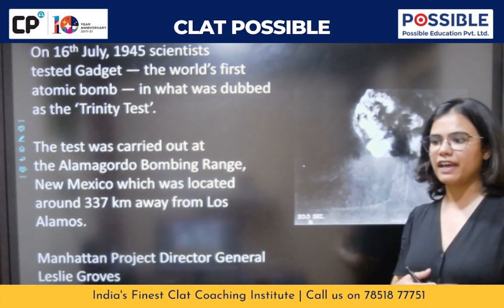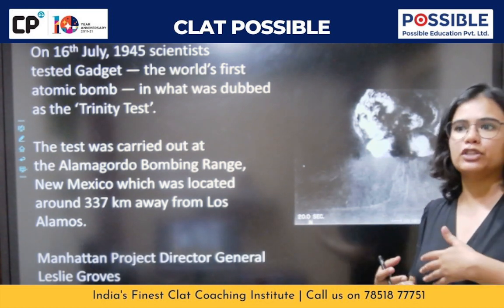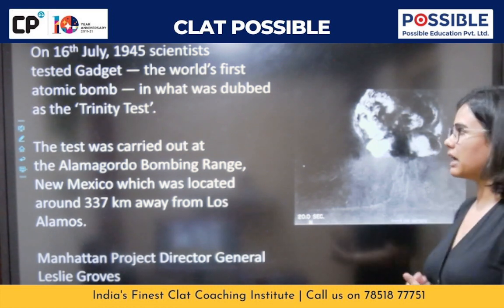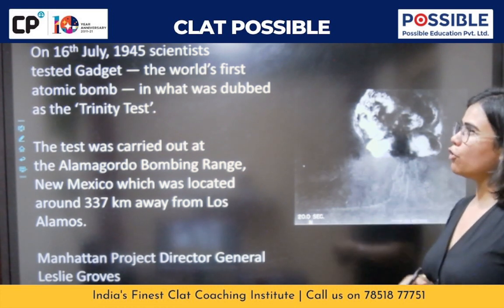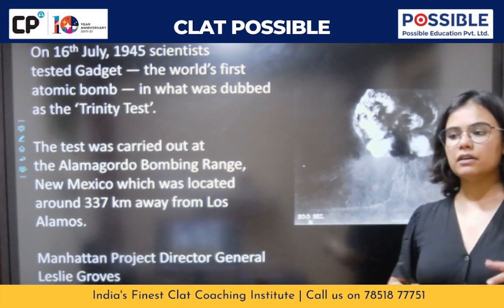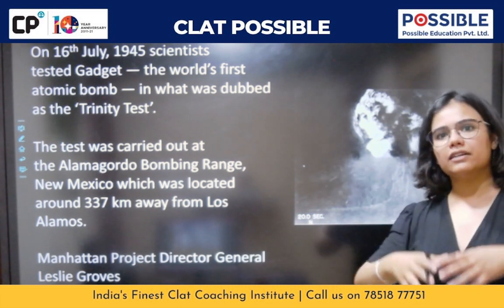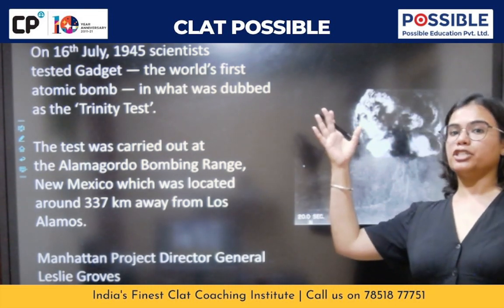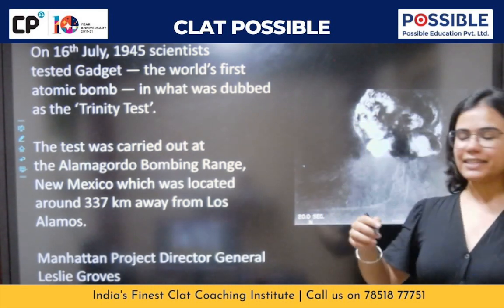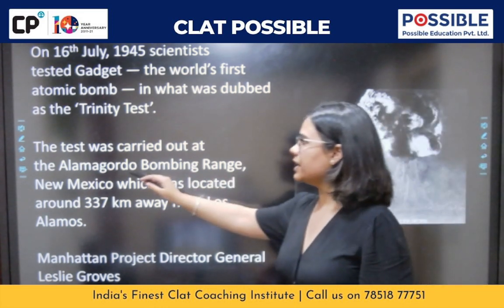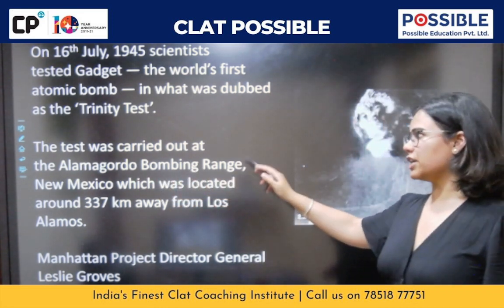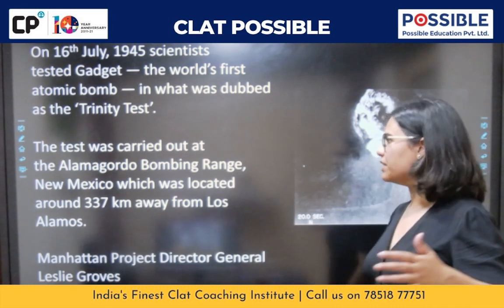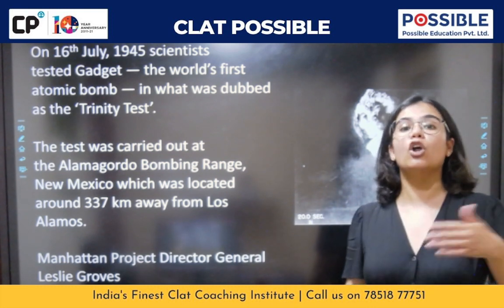Not that it was a very, very good thing, because later on these bombs were used to destroy cities such as Hiroshima and Nagasaki. What is important for you is that they tested the nuclear bomb and called it the Gadget. The entire project was the Manhattan Project. This particular test was called the Trinity Test. Where did it happen? It happened at the Alamogordo bombing range in New Mexico, which was 337 kilometers away from Los Alamos.